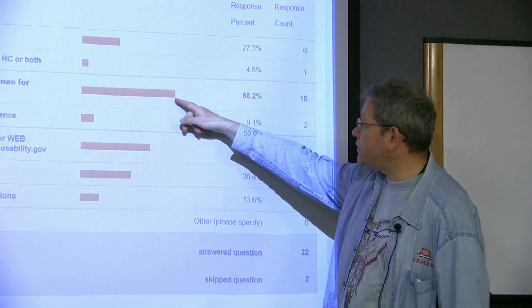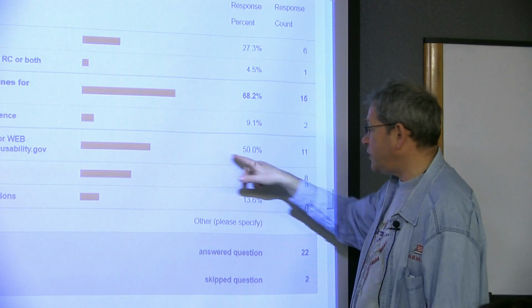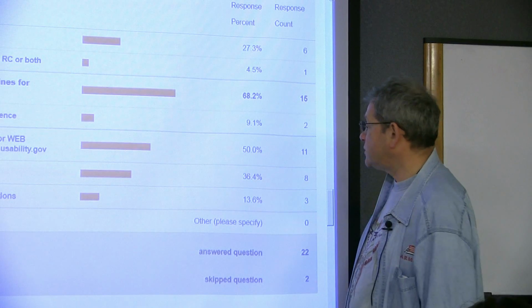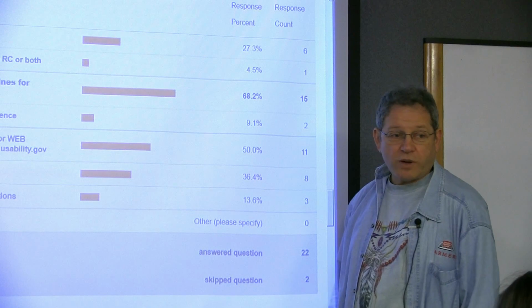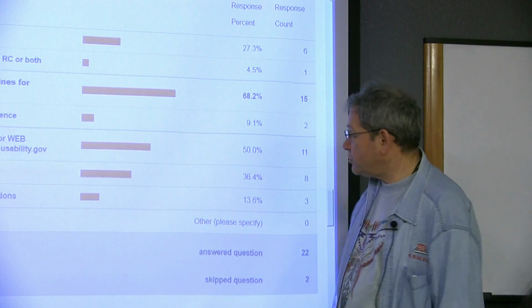For Windows applications, it is Microsoft. For web applications, it is usability.gov. We are lucky not to have anything for mobile yet. At least I don't know about it.